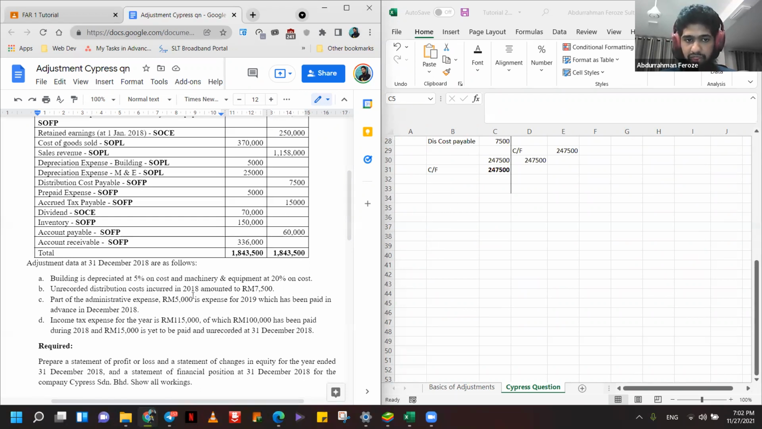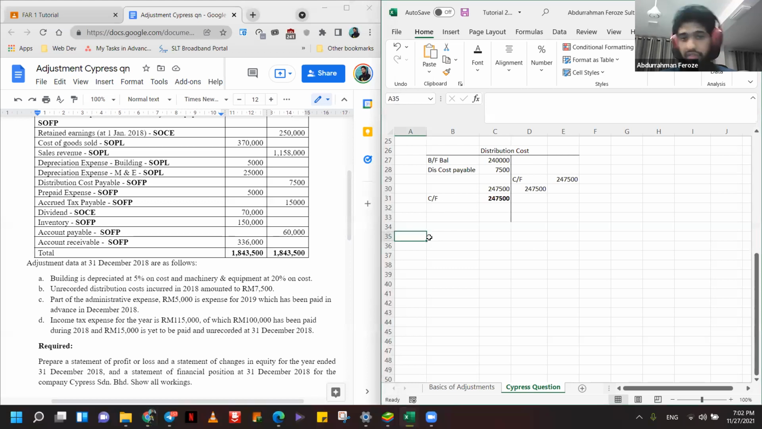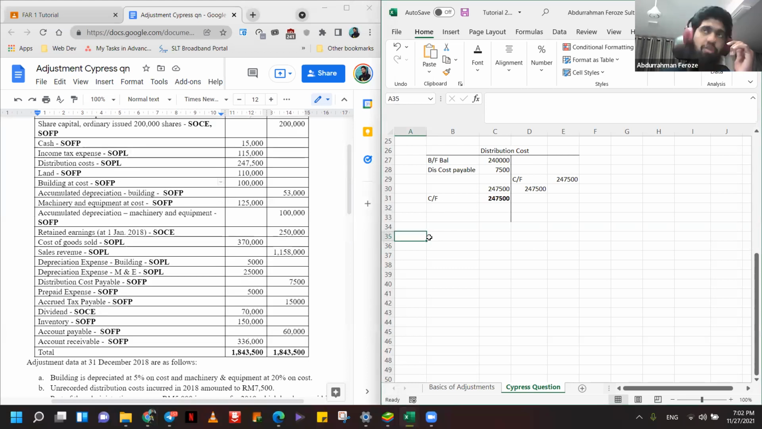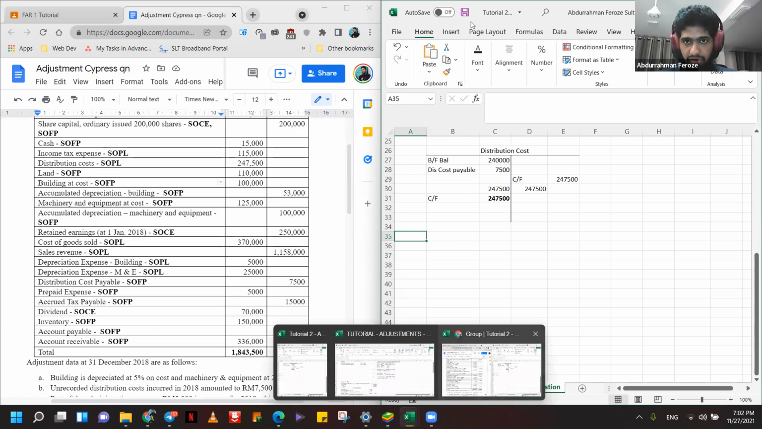Inshallah, now we can do the statement of profit and loss, the statement of changes in equity, and the statement of financial position, just to save us some time. Always, once you have the full adjusted trial balance, the final trial balance, you start off with the statement of profit and loss, the SOPL, then the statement of equity, and then finally the statement of financial position. Just give me one moment.